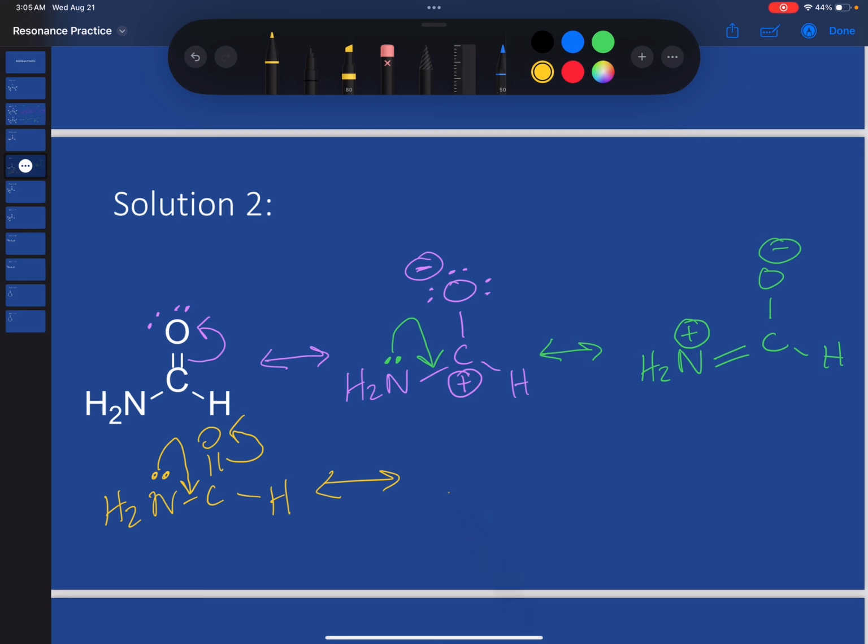And so that's how I would go straight from that first resonance structure, or the original compound, to the last resonance structure that we drew above. So we would have our positive charge, and then we'd have our hydrogen. And that's another example.